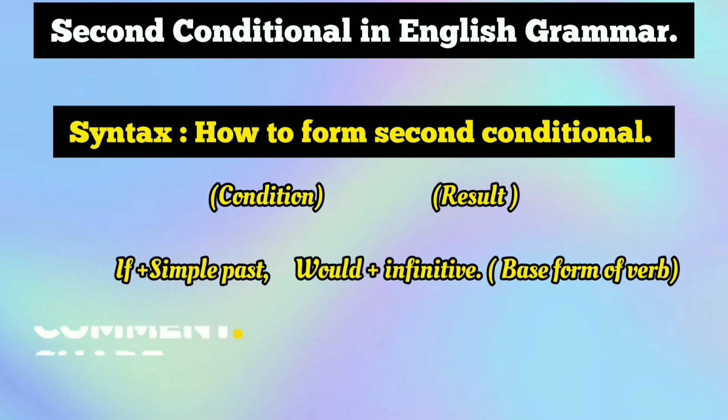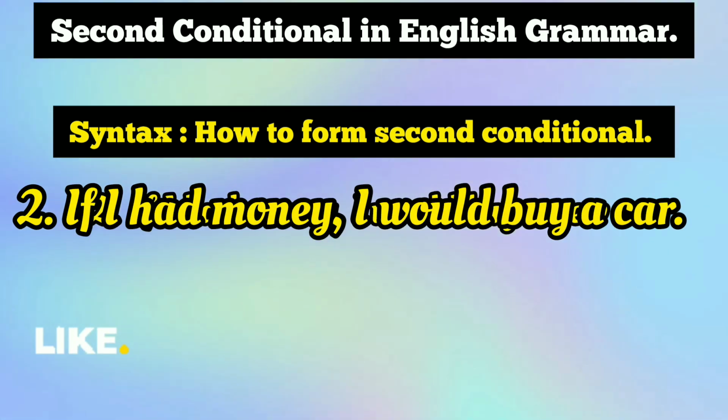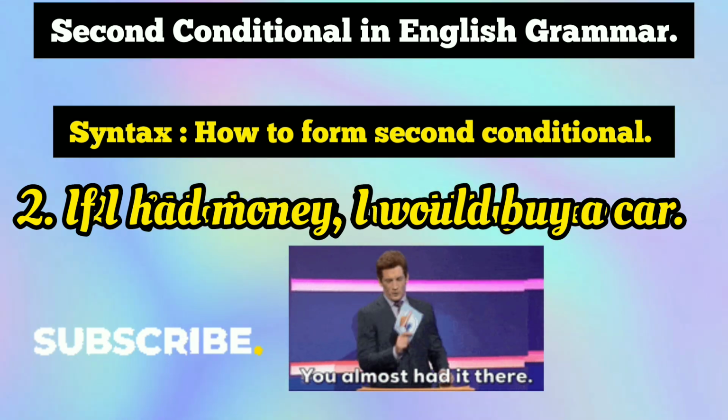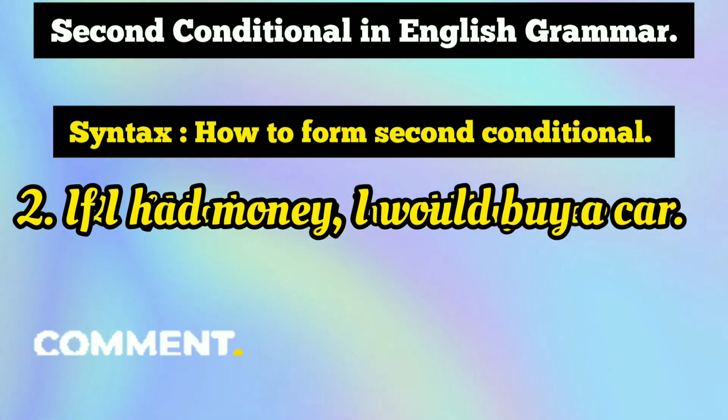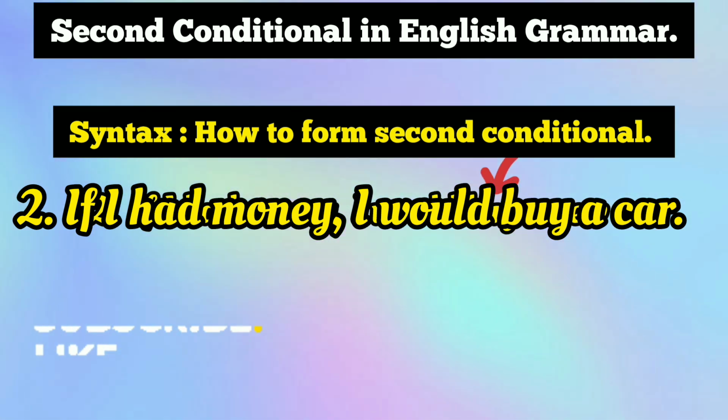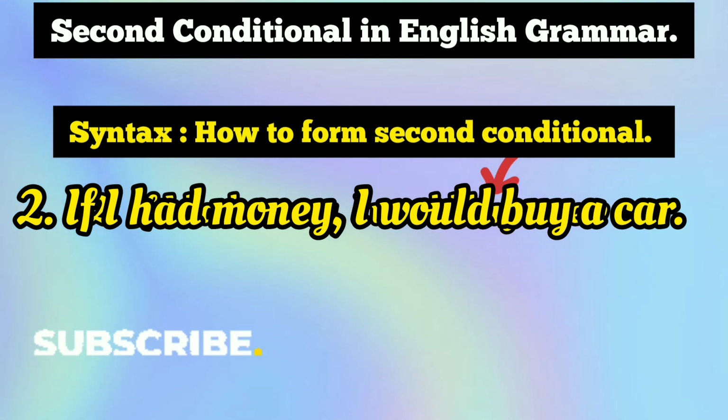So as you see the second example on your screen, if I had money, I would buy a car. You can understand that I am using if, then I'm using the verb had, which is the past form. If I had money, then in the second clause I am using would, and after would I am using the base form of the verb or the infinitive to talk about the result. As you see, I would buy a new car. So I'm quite sure the syntax is clear.